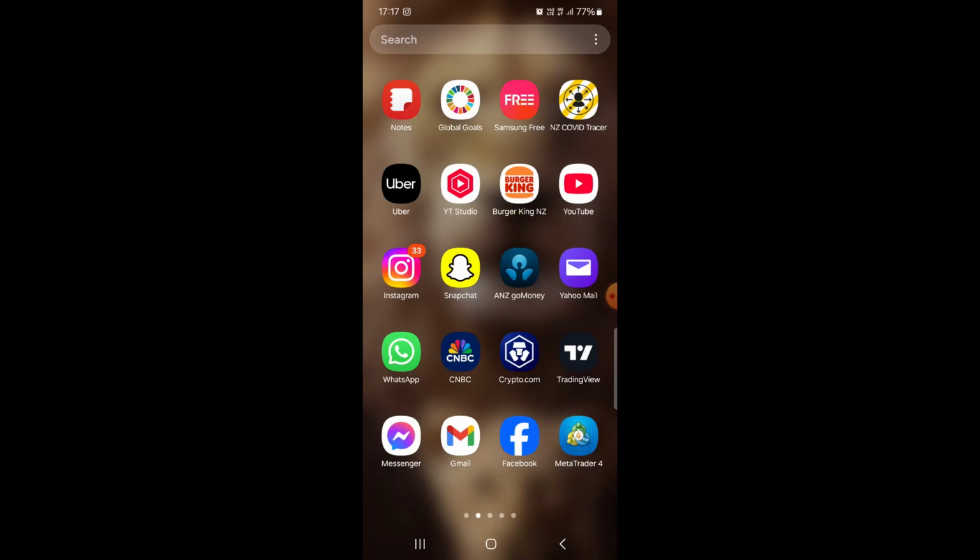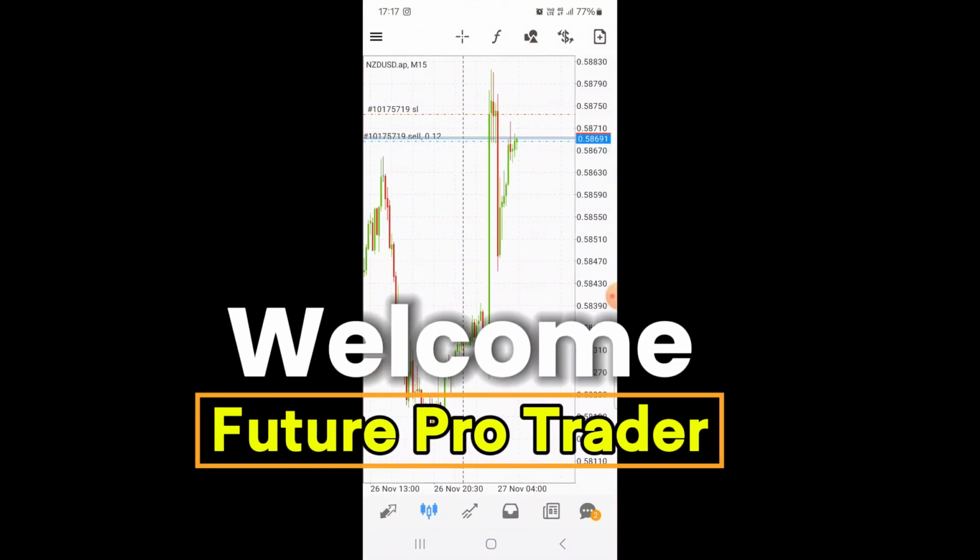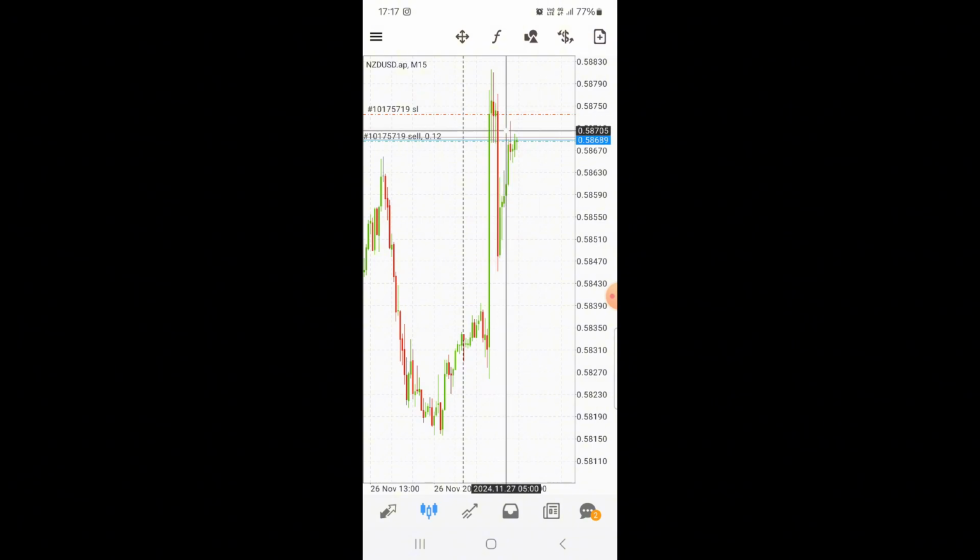Alright guys, so I'm in a trade here on NZD USD. I can see it looks like it's rejecting this order block over here. You can see by the wick over here on this 15-minute bearish candle.